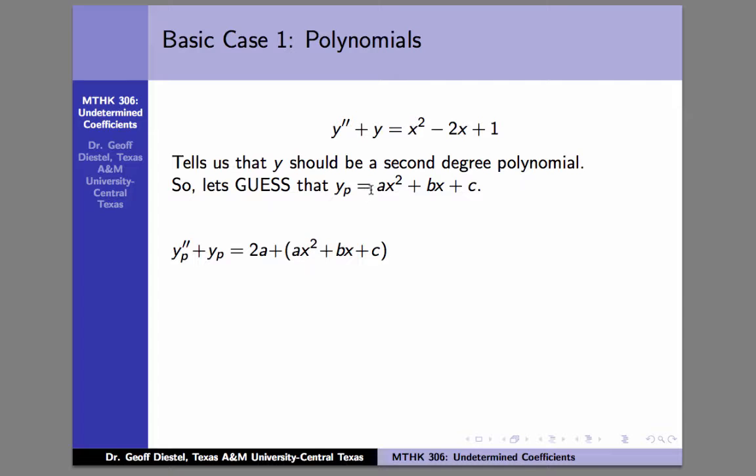The second derivative of this is just going to be 2a, because the constant term, c, after one derivative is 0. The b times x term after two derivatives is 0. And the ax squared term after two derivatives is just 2 times a. So that's what this 2a is here. And to that, we're going to add y, which is what we have here. Now just simplify, which in this case means regroup terms. You want to have an x squared term, an x term, and a constant term. Then we're going to set it equal to our given phi of x. All we have to do to make them equal is to make the coefficients match.